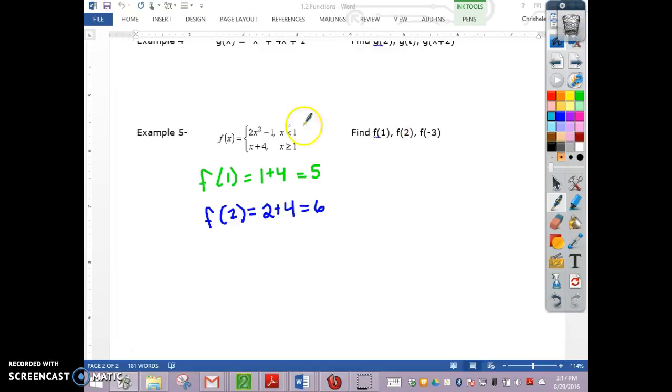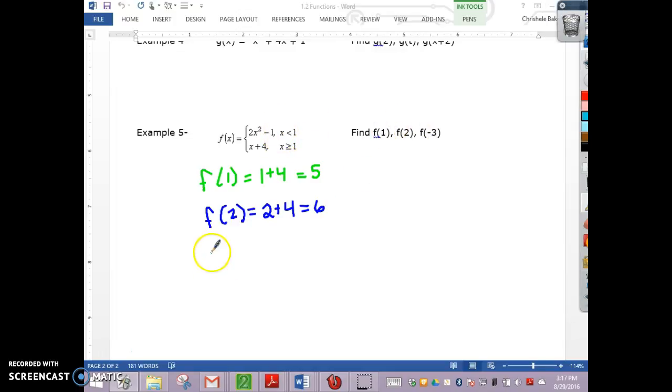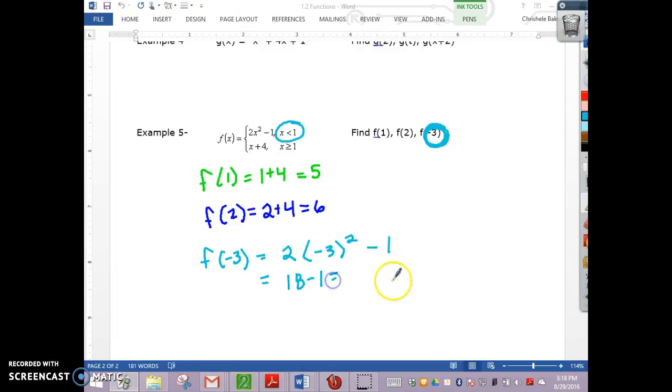But negative 3 is less than 1. So when I'm finding f of negative 3, I'm actually going to plug into the top equation. Why? Because this value right here fits into this top category of being less than 1. So I'm going to plug it in up there. 2 times negative 3 squared minus 1. I'm actually going to square the negative 3, which is going to give me 9. So that's 18 minus 1 is 17.